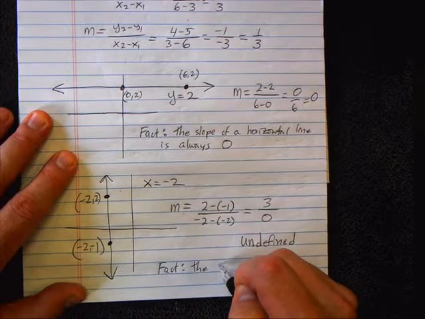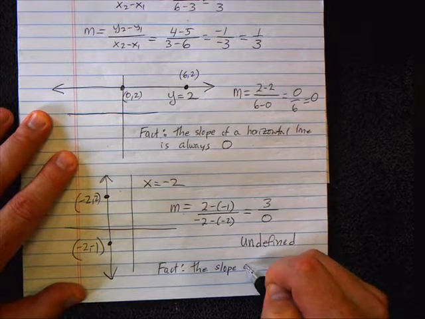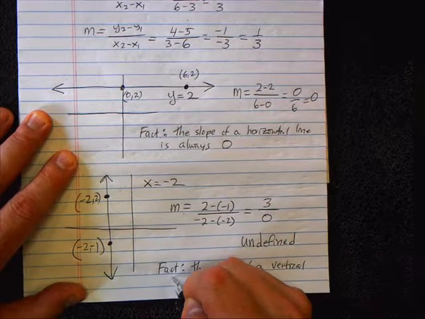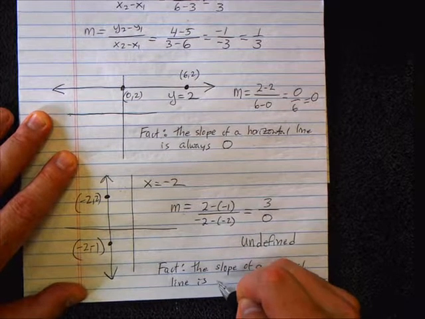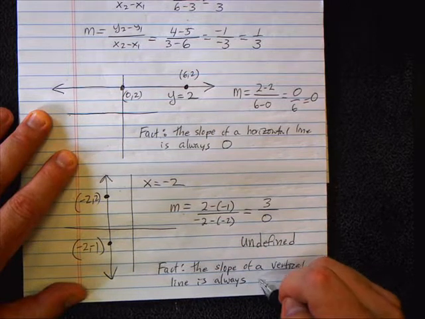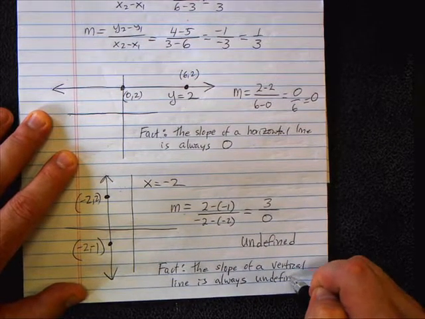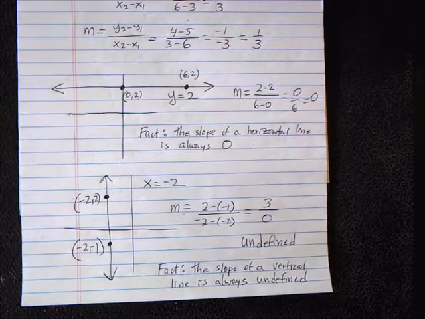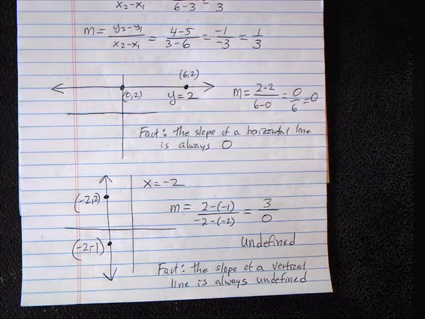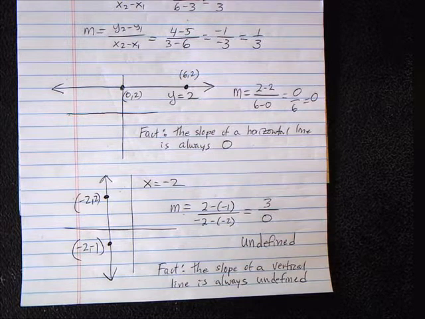The slope of a vertical line is always undefined. Always undefined. So a horizontal line will always have a slope of 0. A vertical line will always have a slope which is undefined.